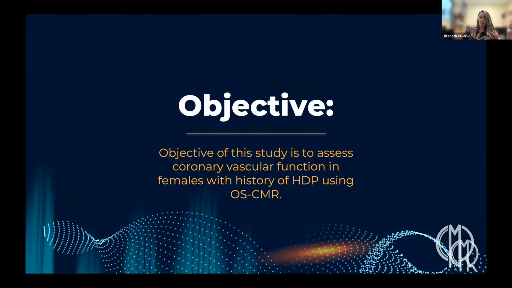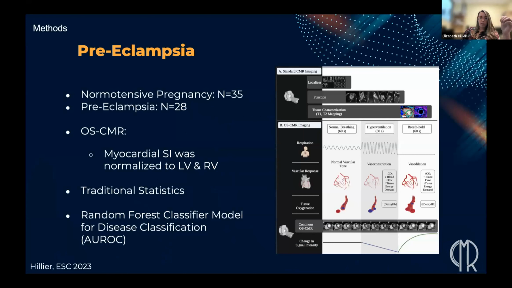the importance of this. So we, as I mentioned, looked at females with a history of hypertensive disorders of pregnancy, specifically preeclampsia, and we used OS-CMR. We're all familiar with the methodology of OS-CMR, but in this population, we had 35 females who had a normotensive pregnancy in the past and 28 females who had preeclampsia in at least one pregnancy in the past, and some had two.